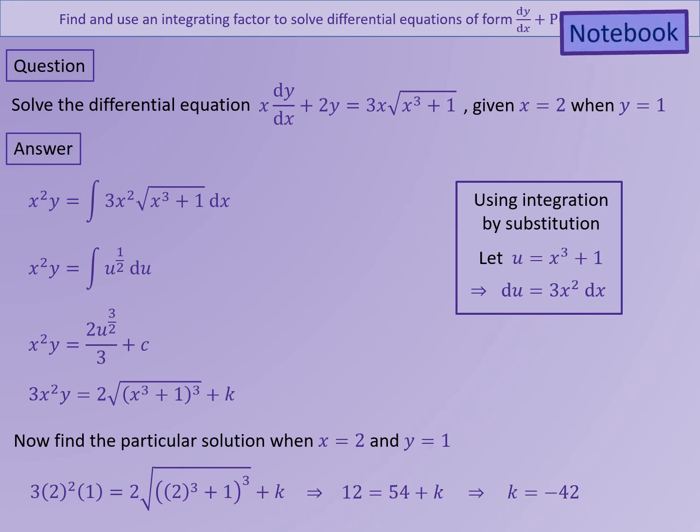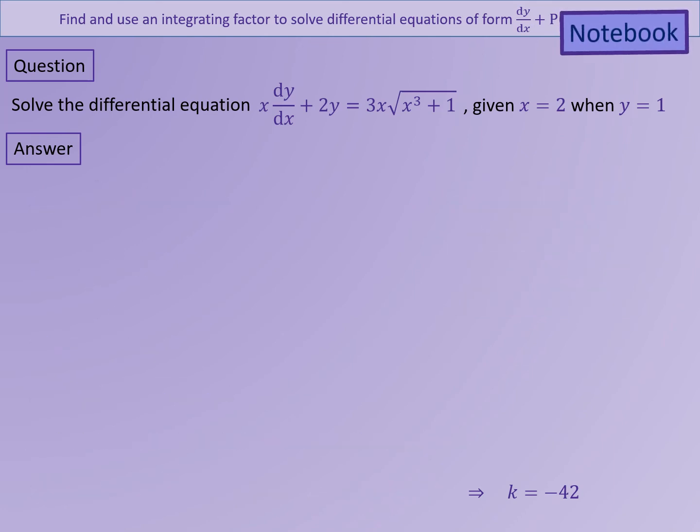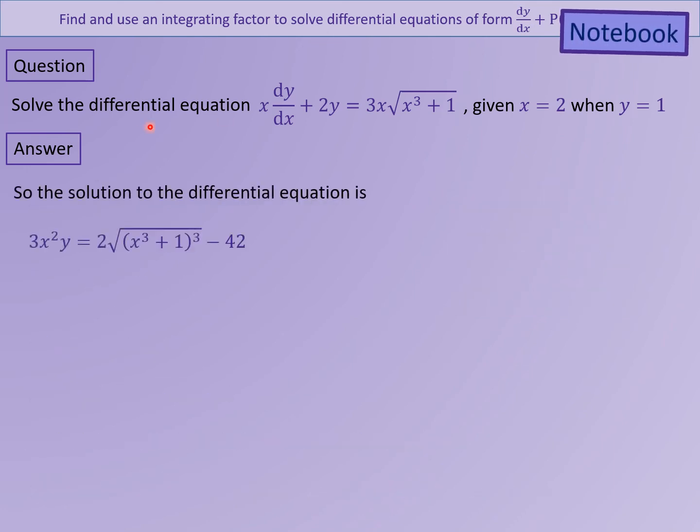Okay, so just pause there, take notes. So we've got the solution of 3x squared y equals 2 lots of the square root of x cubed plus 1 all cubed minus 42. So a nice straightforward answer there to finish it off, but that is your particular solution. You don't have to rearrange it and make y the subject unless it asks you to make it explicitly to do with y. You can just leave it like that. In this case, we have completed our differential equation there.